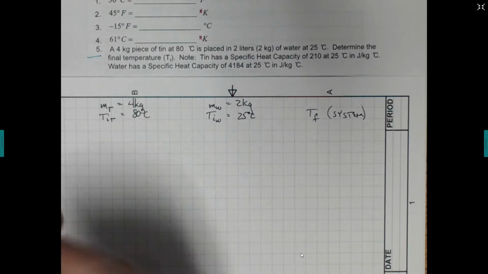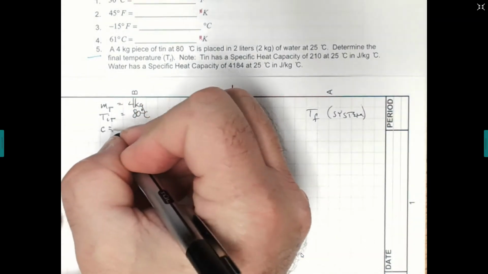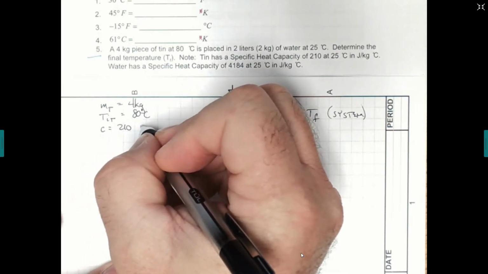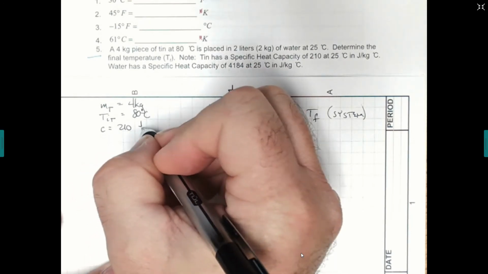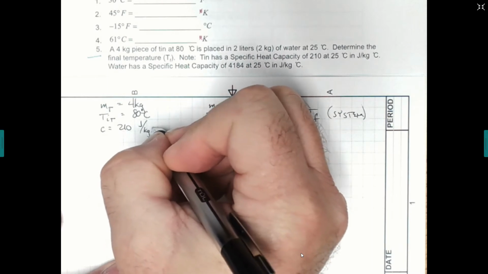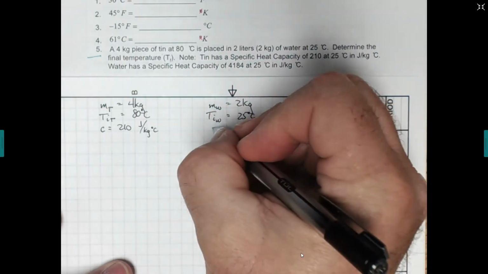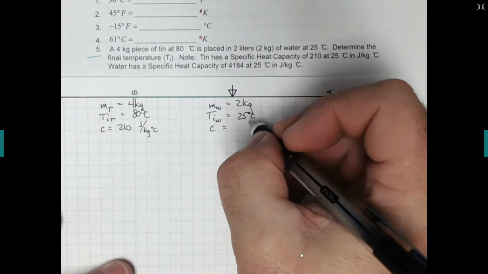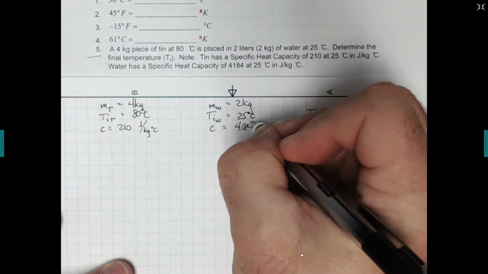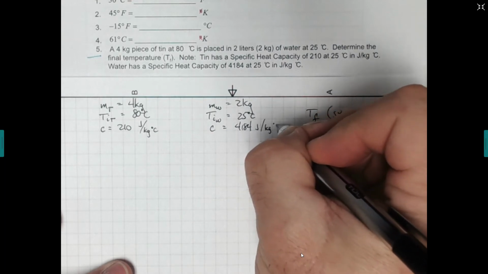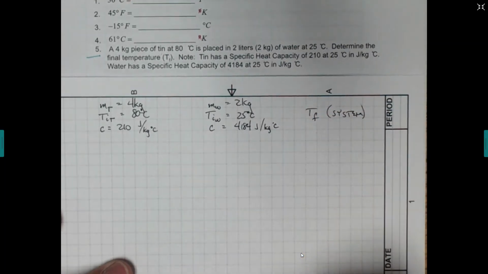Note tin has a specific heat, so that's the little c. That's 210 joules per kilogram degrees Celsius. And then the specific heat of water is equal to 4,184 joules per kilogram degree Celsius. And we're looking for that final temperature.